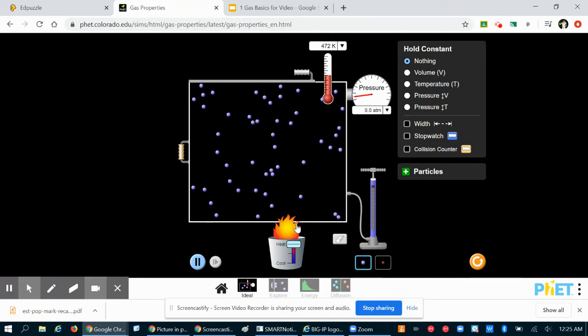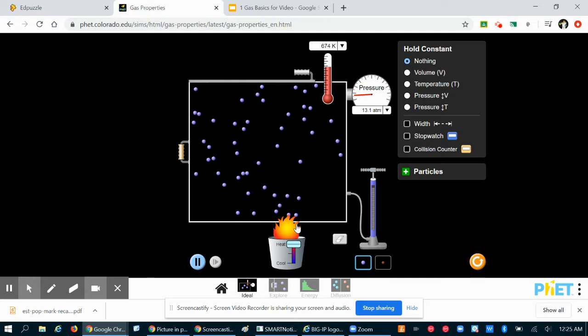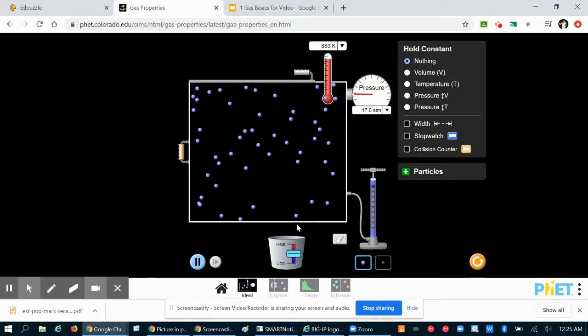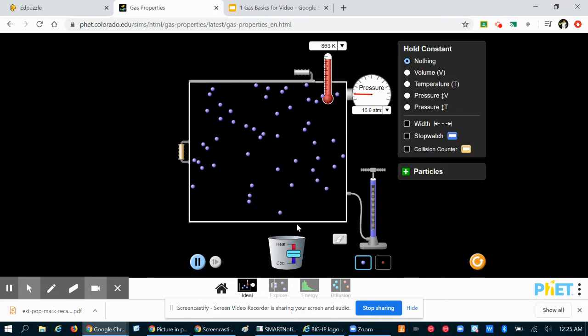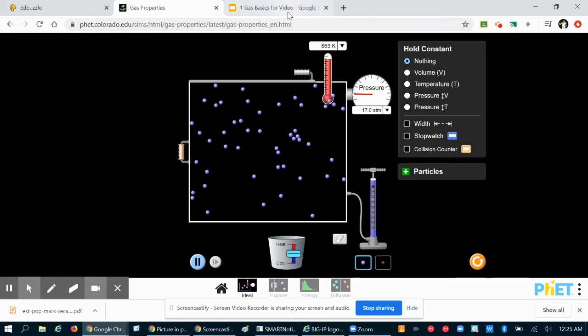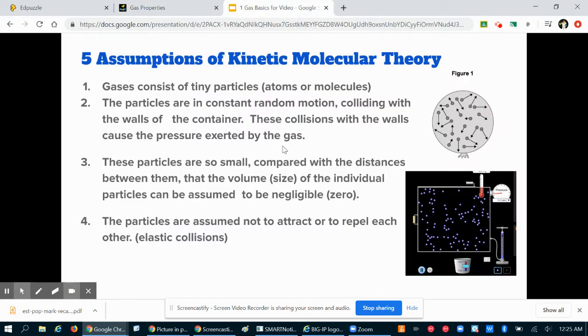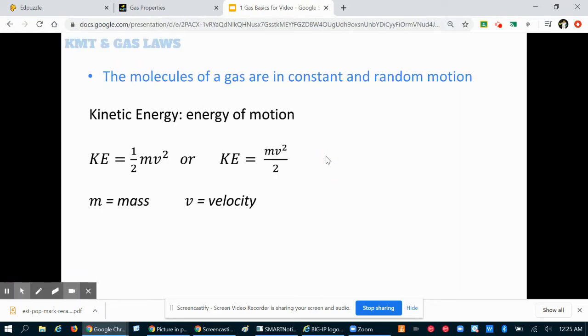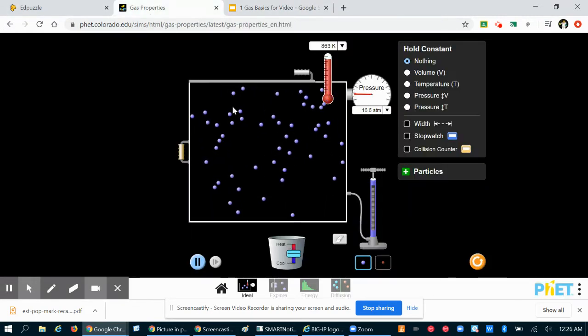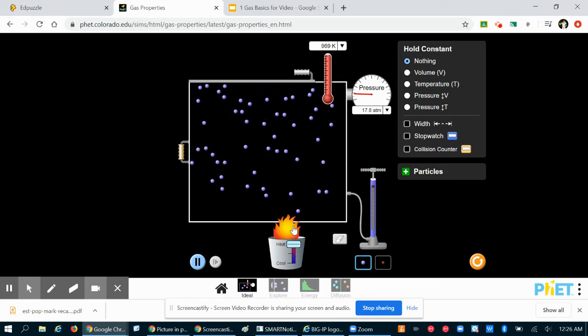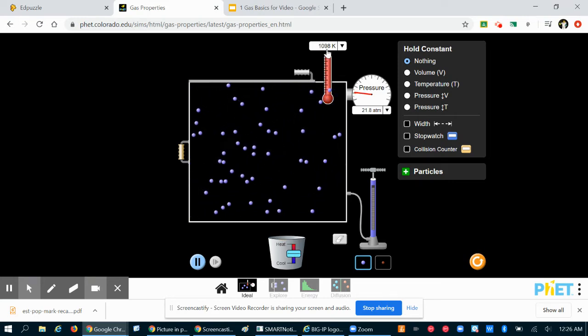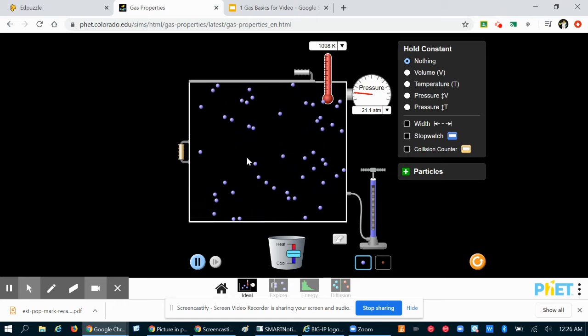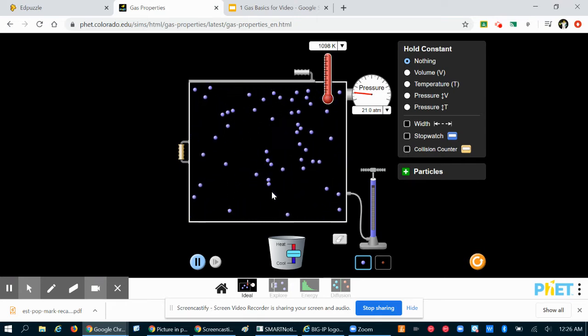Let me see if I can get them heated up and moving a little bit faster, and watch them bounce into each other. They don't stick to the walls and they don't stick to each other. That's what we mean by elastic collisions. And the last assumption is about their average kinetic energy, that it's directly proportional to the Kelvin temperature. So if you look back at what I just did when I added the heat, the fire out of the bucket, and I raised the temperature, notice it's being measured in Kelvin. That's what sped up the little particles.